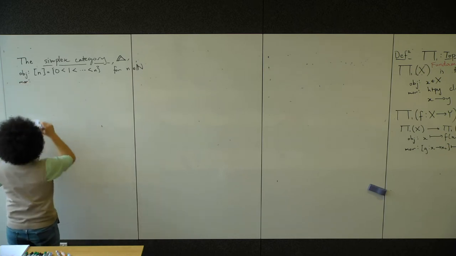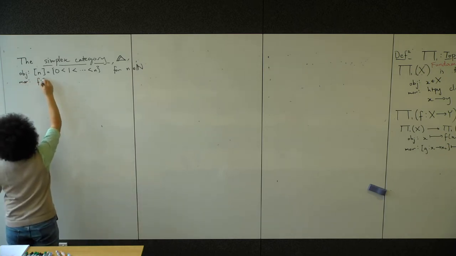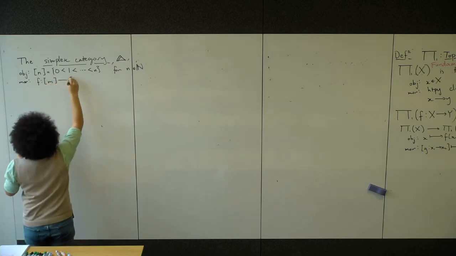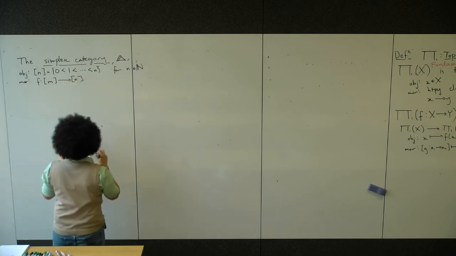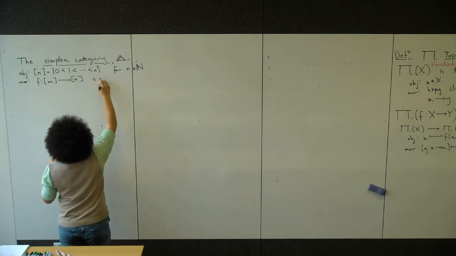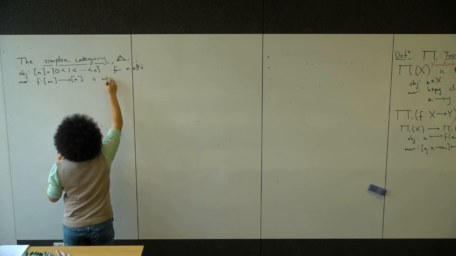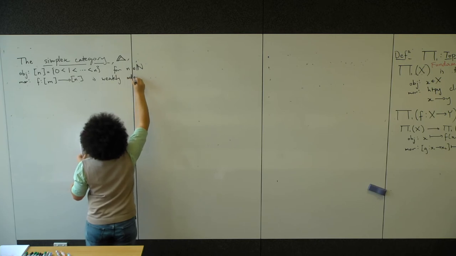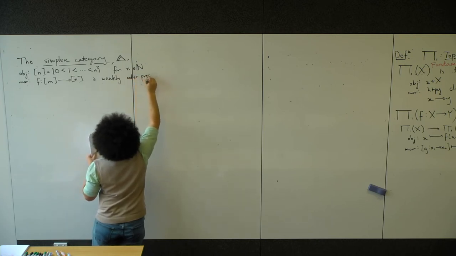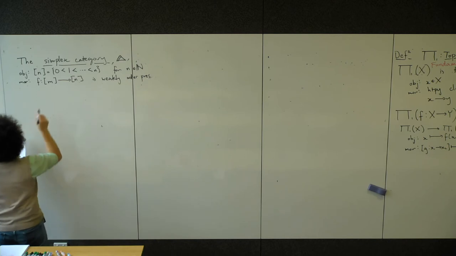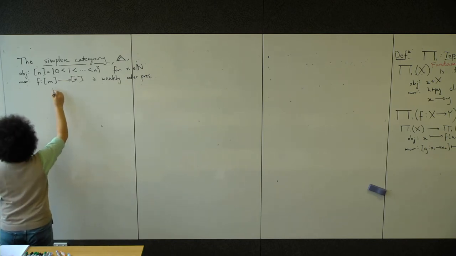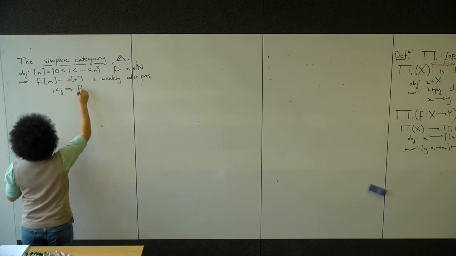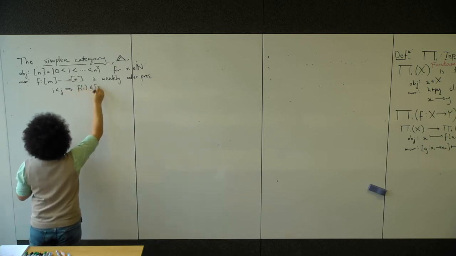And then for morphisms, we want maps between these totally ordered sets, so a map from M to N is weakly order preserving. All right, so what does that mean? That means that if i is less than j, then f of i is less than or equal to f of j.